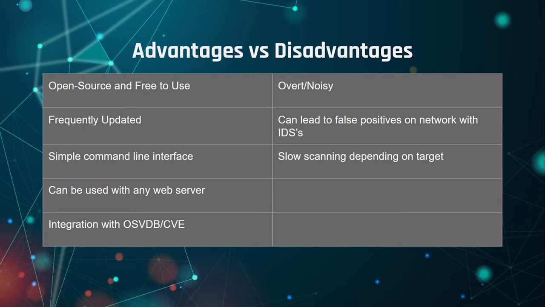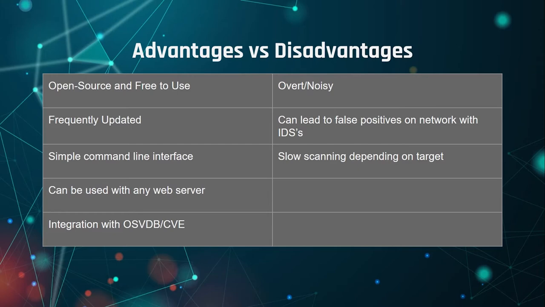Despite its advantages, Nikto is not a stealthy tool and can be rather noisy while scanning since it sends over 2,000 HTTP GET requests to the web server. The noise can sometimes lead to false positives when used on a network that has an IDS, or an intrusion detection system. Though this in itself can be useful, as Nikto can be used to determine how well the IDS is performing.